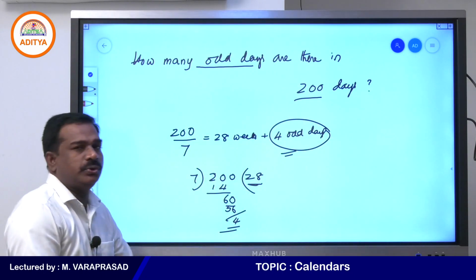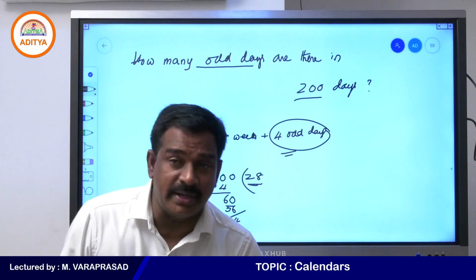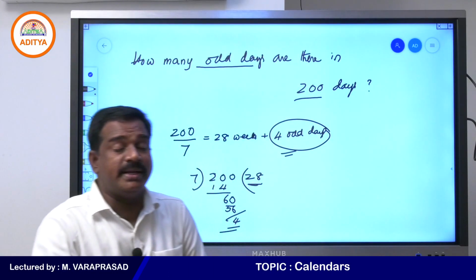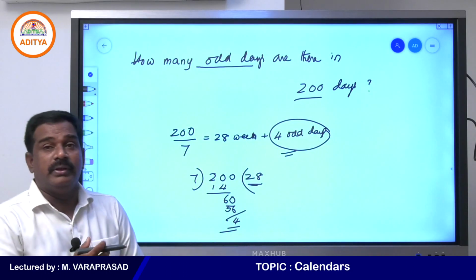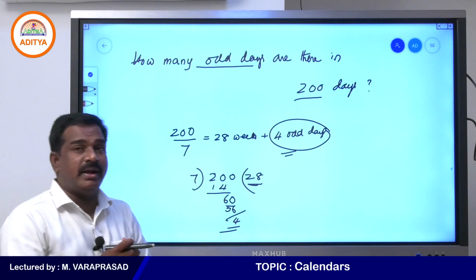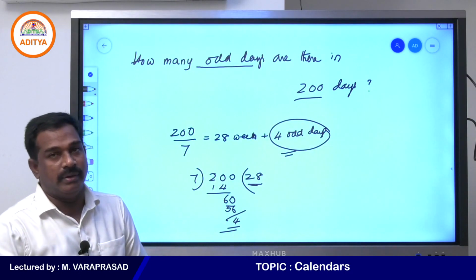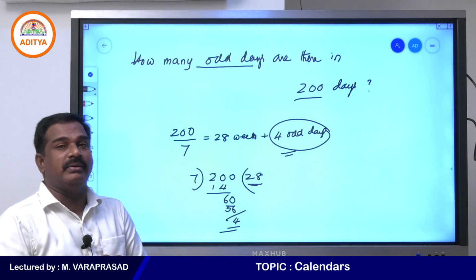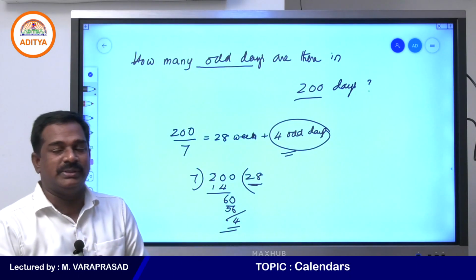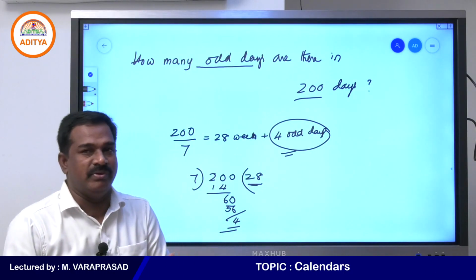That is about odd days. I think all of you got it. What does odd day mean? Odd day means nothing but extra day or remaining day. When the given number is divisible by 7, you get 0 remainder, so 0 odd days. If the number divided by 7 leaves a remainder, that remainder is called the odd days. The answer is always less than 7, because 7 days means 1 week.